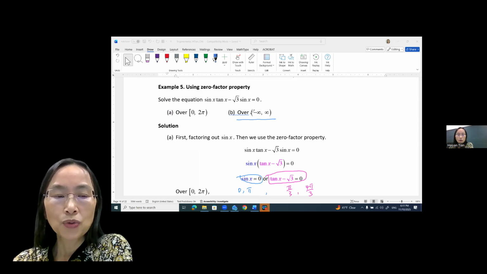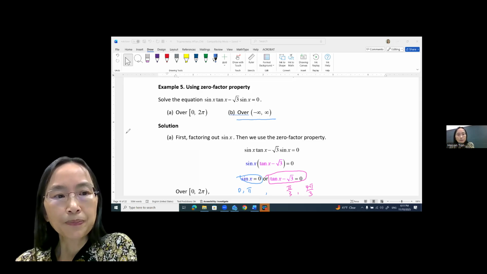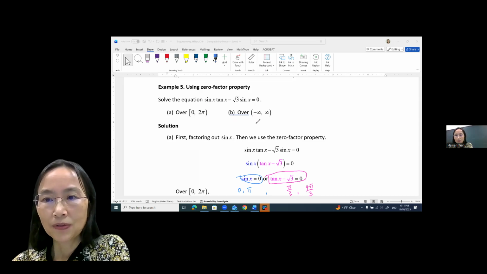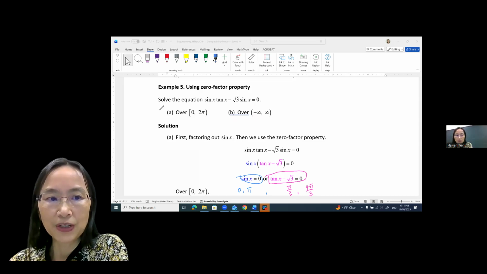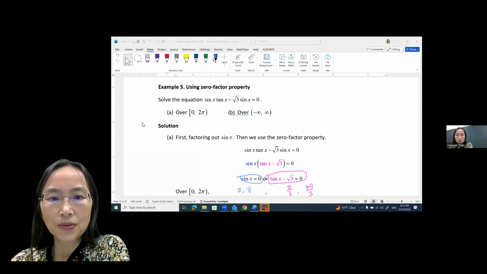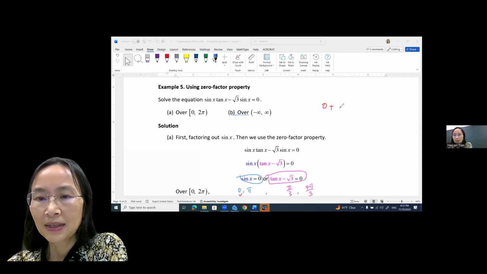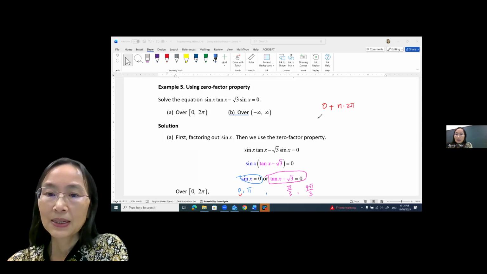Now we want to answer part B. In order to answer part B, let's list all solutions over the interval from negative infinity to positive infinity. So all solutions: if you have found 0, that's one solution, but an integer multiple of 2 pi can be added to 0, right? That is still a solution.